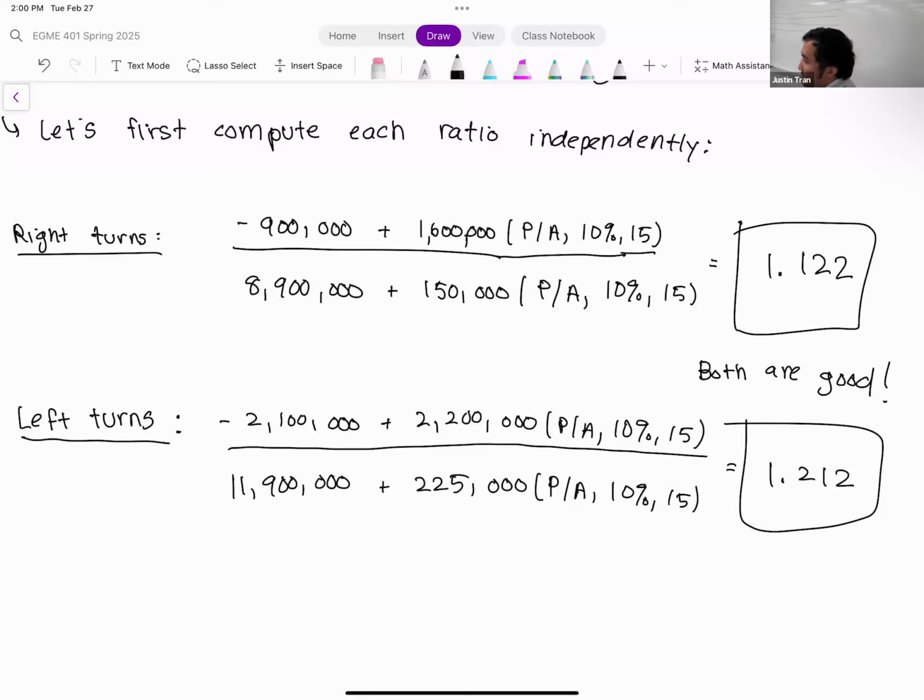Aren't the signs on the bottom supposed to be negative? Right. So typically on the denominator there, those are all costs, but just to make sure that our ratio is a positive number, we make the cost positive. Yeah. So same convention that we used for the previous example.